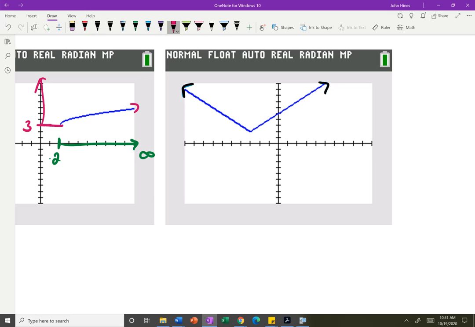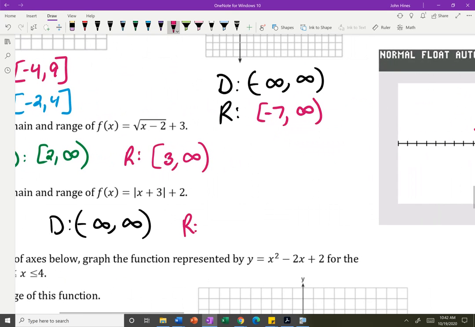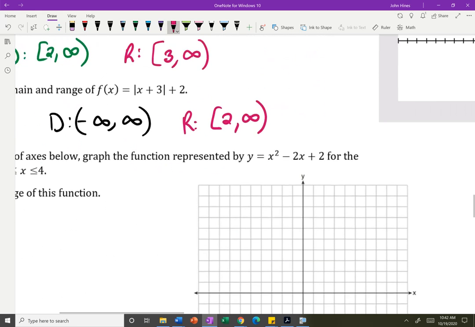The outputs, though, how low do I go? What's the first elevator floor? If I go horizontally, what's the first floor I get off of? Right there, at y equals 2. And then it goes up forever and never stops. So the range appears to be 2, comma, infinity. Remember, infinities always get parentheses. If you can actually touch the point, that's when it gets a square bracket.